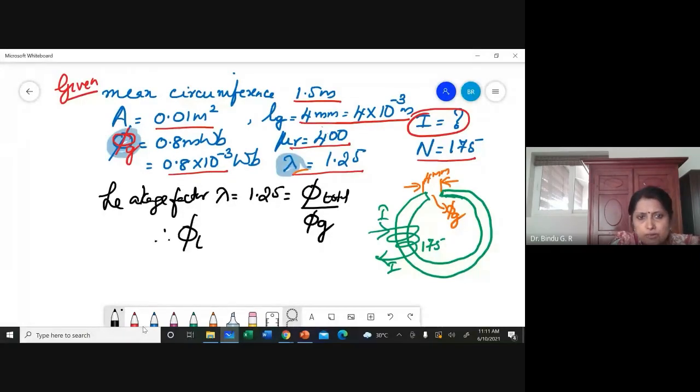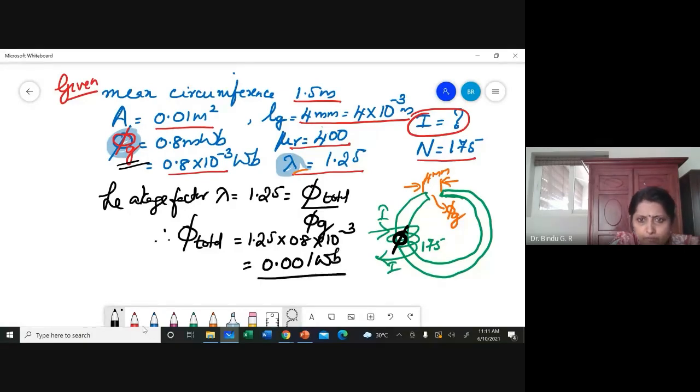Therefore, the total flux to be produced by Ni will be 1.25 into 0.8 into 10 raised to minus 3, which is equal to 0.001 Weber. This flux is 0.001 Weber, which is what you are going to get.